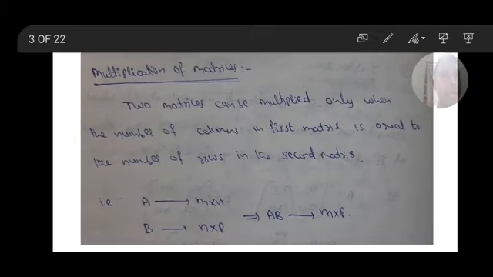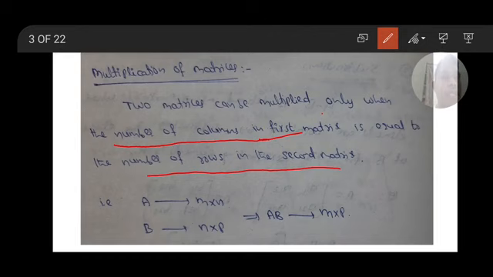Two matrices can be multiplied only when the number of columns in the first matrix is equal to the number of rows in the second matrix. This condition must be true. Then only multiplication is possible. Two matrices can be multiplied only when the number of columns in the first matrix is equal to number of rows in the second matrix.